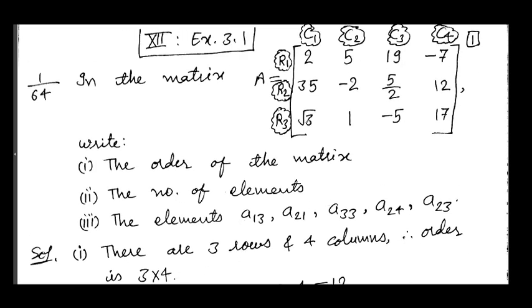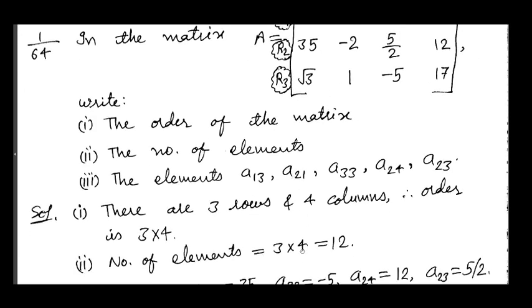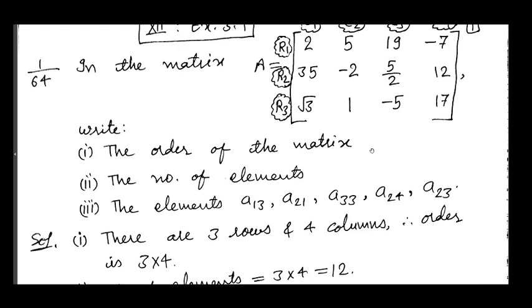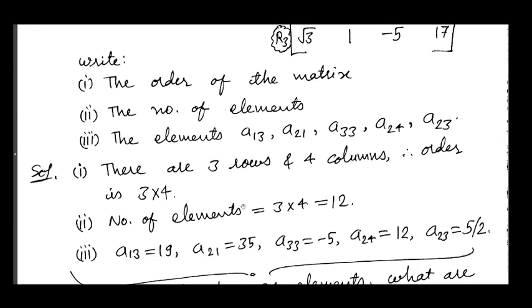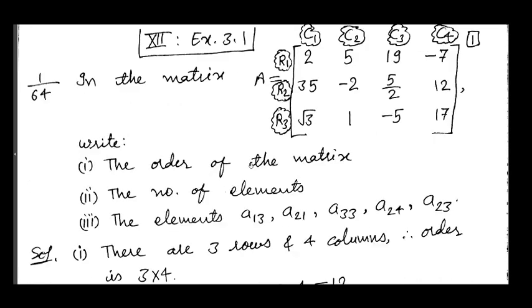To get number of elements, we can simply multiply the number of rows with number of columns. 3 4s are 12 elements will be there. Next we need to write elements A13. You know A13 means element which belongs to first row third column. It is 19. So the element A13 is 19.